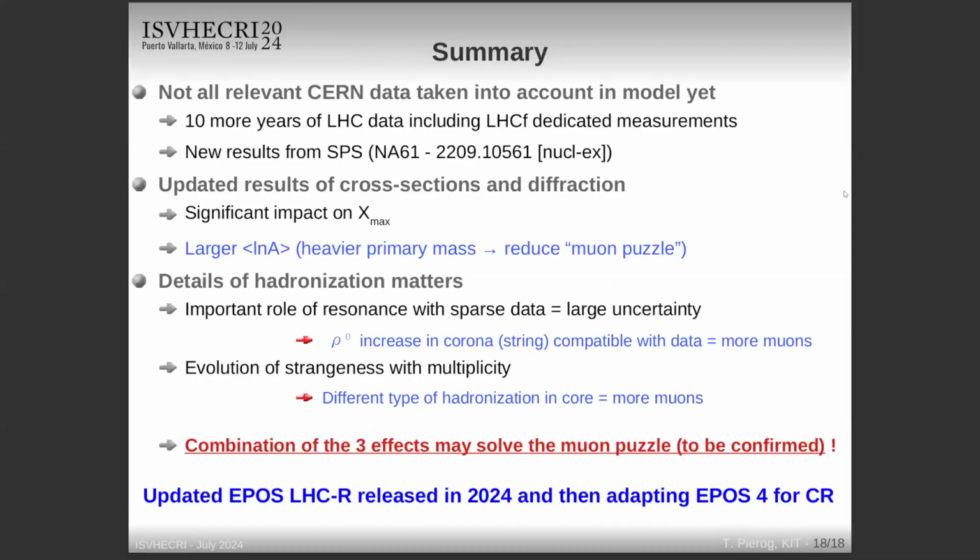Okay, so I arrive at my summary. In 10 years, we have had a lot of new data from NA61, from Auger, from LHC, and this has to be included in the model. So I think that's all we do now.